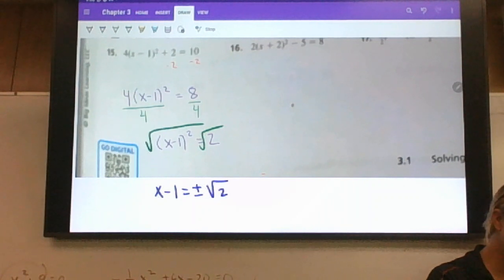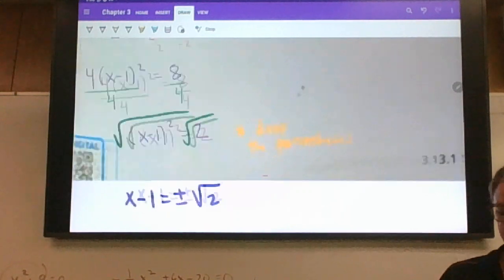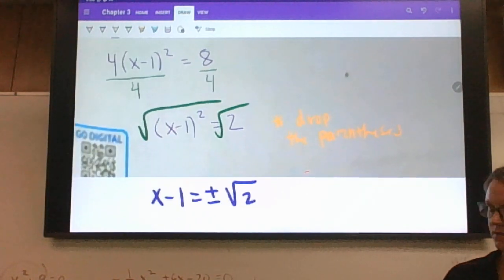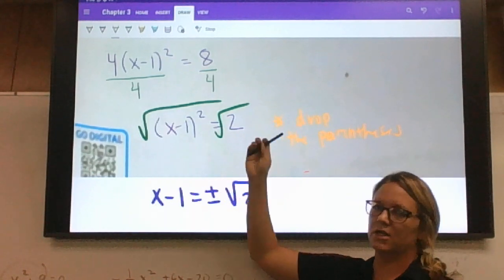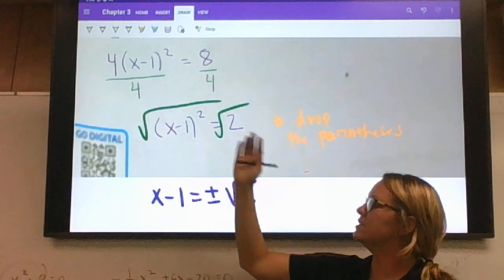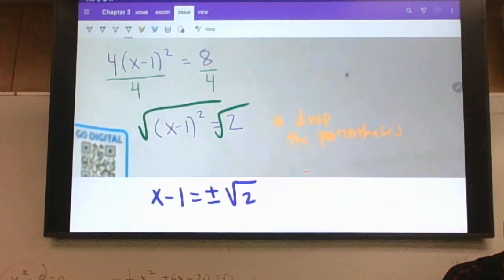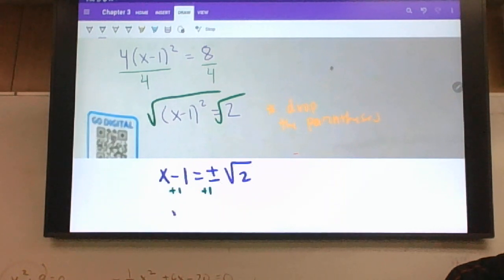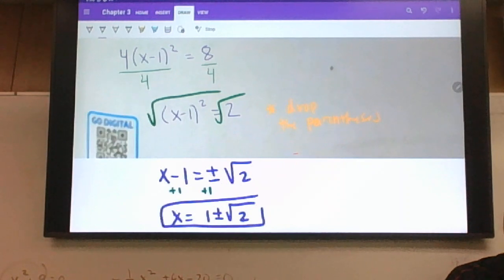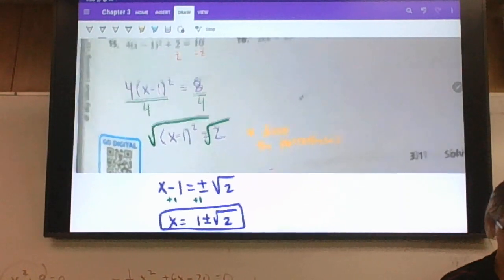So when I square rooted, I wrote this before. When I square rooted, I had to drop those parentheses. I don't need them anymore. Because the 2 is gone, the parentheses are also gone. So not writing those parentheses is a big help. So I'll add 1 over, and my answer is x equals 1 plus or minus the square root of 2. No decimals here.